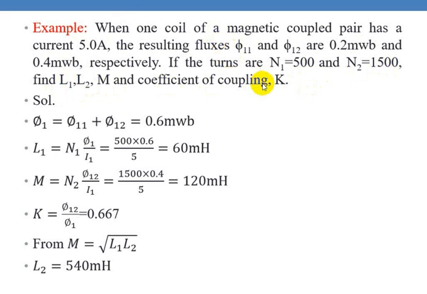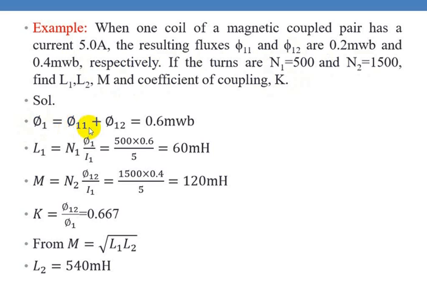There are two coupled coils. In one coil, a current of 5 ampere is flowing. Because of this current, the fluxes Φ11 and Φ12 are produced. Φ11 is nothing but the flux linking only with that coil. Φ12 is nothing but the flux linking with the neighboring coil, coil 2. They are given. The turns of coil 1 and coil 2 are given, and you are asked to find these. The solution is first to find the total flux in the first coil.